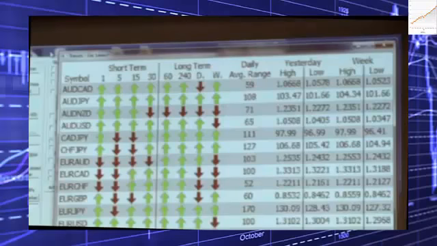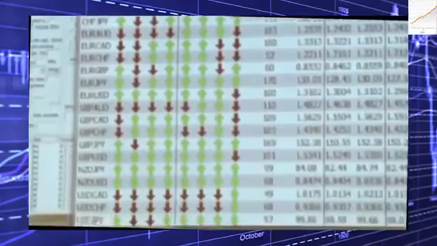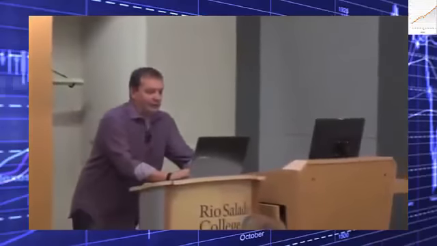You also get the average daily range right in this column. So you'll pick what you want to trade. Well, I like euro yen because it moves a lot, and pound yen because it moves a lot as well, right? So that's the first thing.